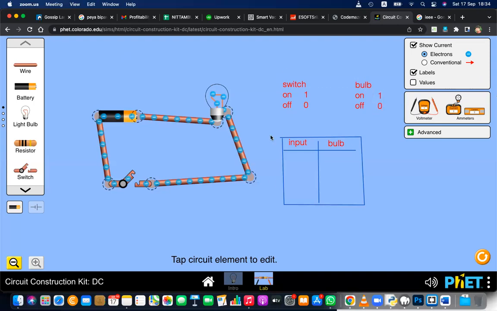Right, then let's match this. When the switch is on, the bulb will turn on. When the switch is off, the bulb will turn off. This is how you represent this. On will turn on the bulb, off will turn off the bulb. So this is the language that we use to represent the circuitry.